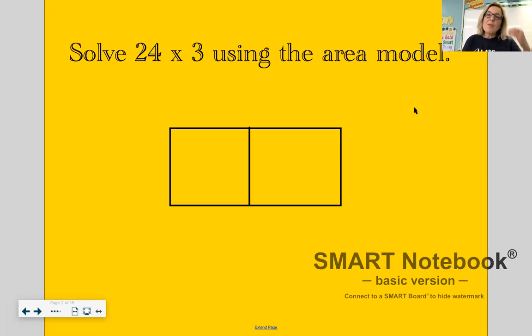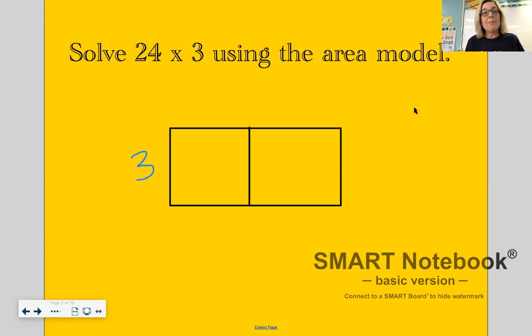So 24 times 3. What the distributive property says is that when you're multiplying, you can take your factors and break them up into parts and multiply all the parts. And sometimes that makes multiplication easier to do in your head and easier to do on paper. So what we're going to do is 24 times 3. 24 and 3 are our factors. Now 3 is a factor that's fairly easy to work with. So I'm just going to leave 3 alone, and I'm going to put it over here on the side of the area model. 24, then we can break into parts that are easier to multiply.